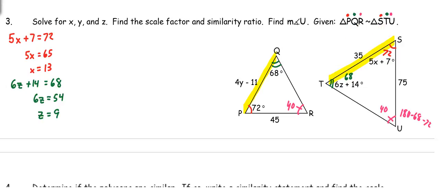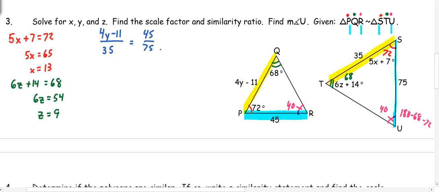So far in our proportion, we would have (4y minus 11) over 35. Then if I look at my triangle, the other side that has a number is PR. PR is the first and last letter, so it corresponds with SU, which also has a length. So we can set this equal then to 45 over 75 and cross multiply. So we get 75 times (4y minus 11) equals 35 times 45.